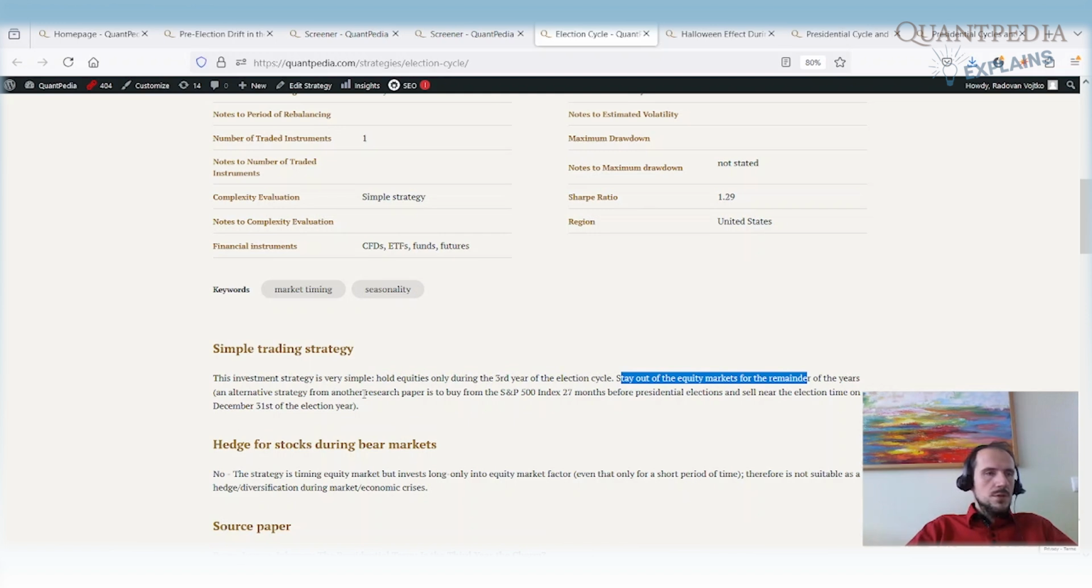The fundamental reason is that usually in the pre-election year, or the third year, the president tries to insert as much money as possible into the economy because he would like to stay in power. So the third year is the most important year of the election cycle. That's the reason why the third year should have positive performance.